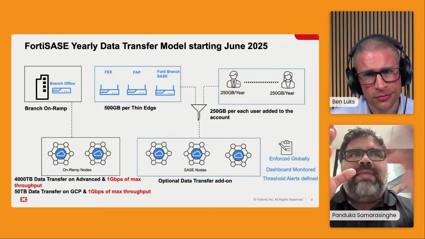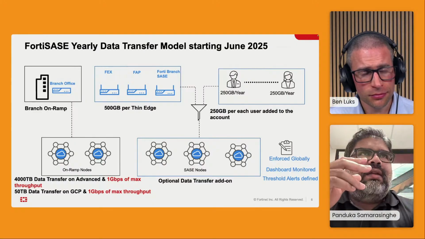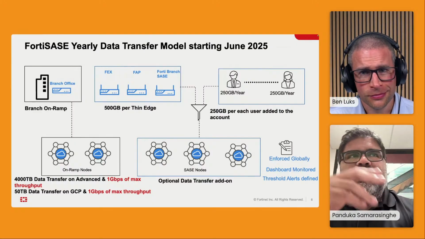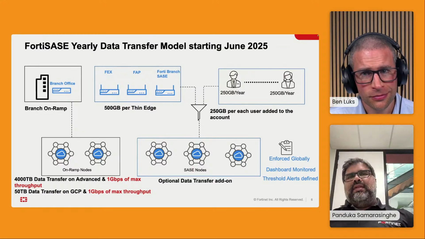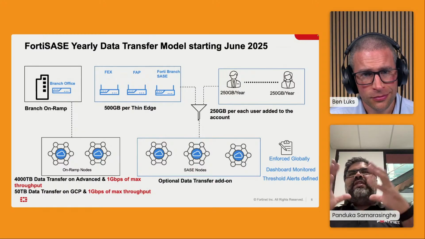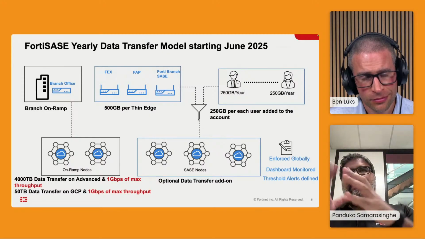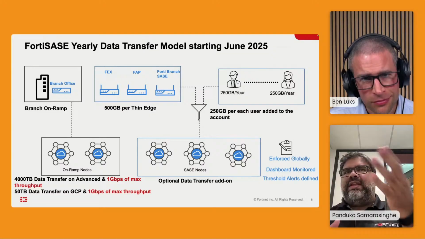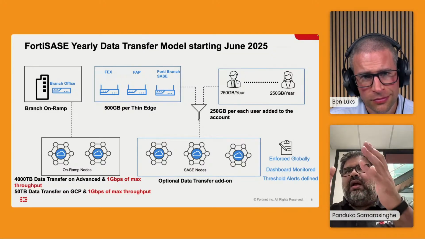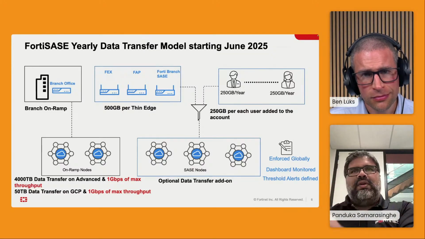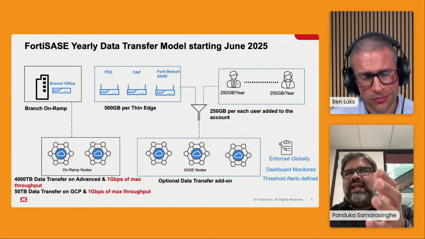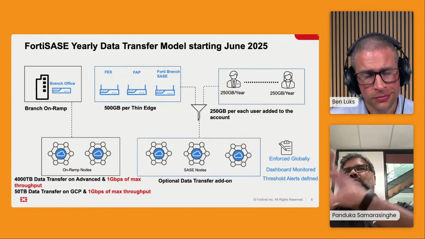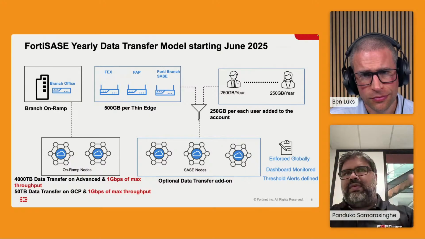And also, whenever you keep adding any other things like a thin edge device, it'll add another 500 gigs. So that is not restricted per thin edge or per user. There's this one big bucket. So there's no limitation as to a single user using only 250 gig. No, that license adds 250, and they can use as many as they want from within that bucket.